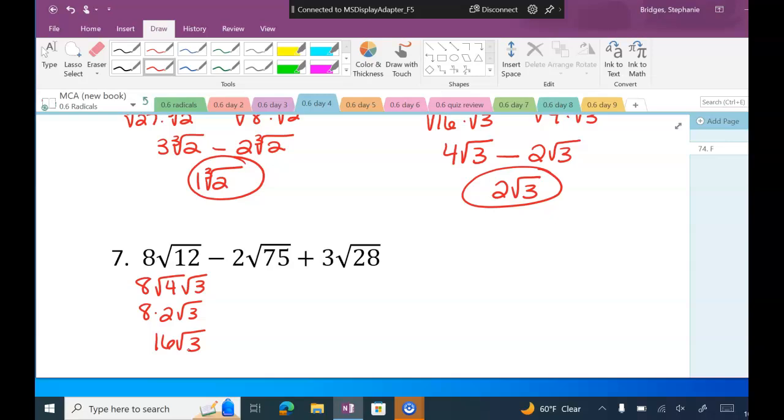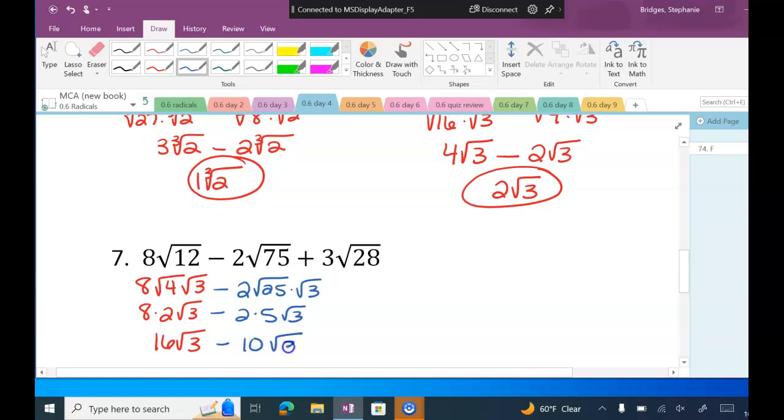All right. 75 is not a perfect square. What perfect square goes into 75? 25. So I'm going to keep the 2. I'm going to split that up into the square root of 25 times the square root of 3, which gives me 2 times 5 times the square root of 3, which gives me 10 square roots of 3. And if you notice, I just brought down that negative sign with it. I didn't really do anything with that just yet.